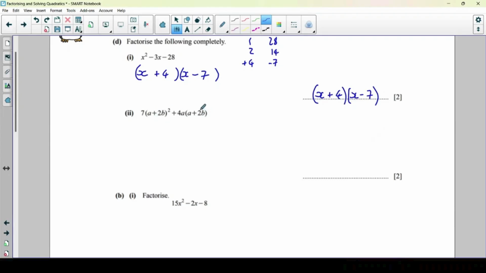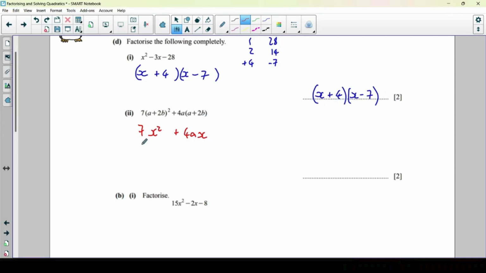This one here is a little bit of a confusing one for a lot of people. So what I'm going to do first of all is do a single bracket, because there's something I can immediately take out of both of these. To help you with this, I just want you to imagine if we had this instead, 7x squared plus 4ax. Notice what I've done. I've just replaced that a plus 2b with x in both of them.